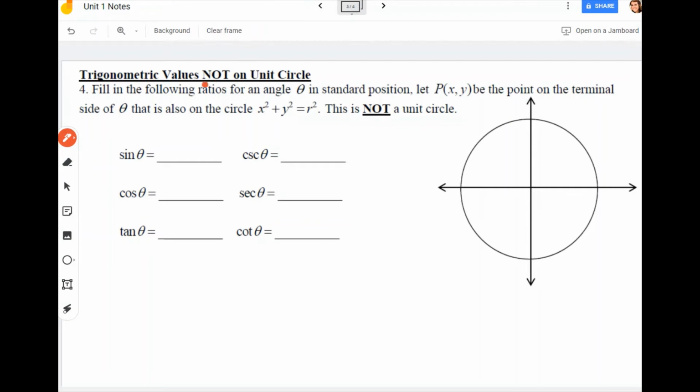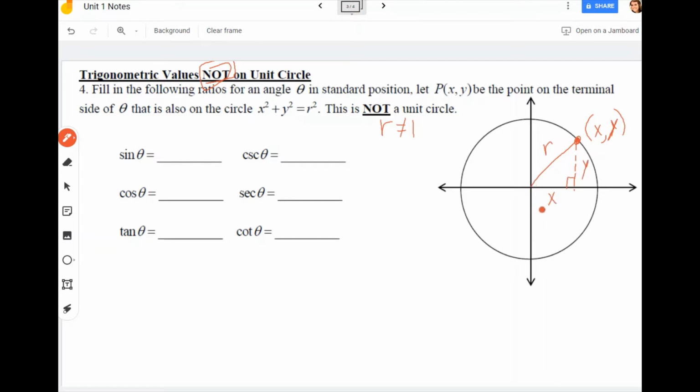Now we're going to be looking at finding trigonometric values that are not on the unit circle. So it's very important to read the directions here and notice that we are not on the unit circle anymore. So since we're not on the unit circle, we draw our right triangle over here for our point x, y. Since we're not on the unit circle, the radius does not equal 1, so we can just call the radius r.